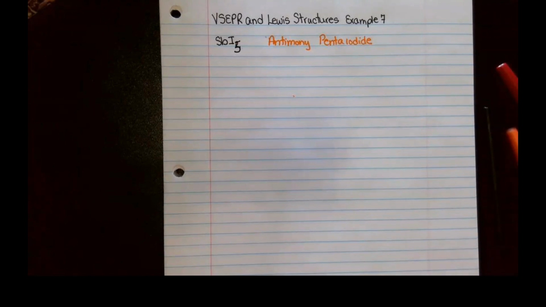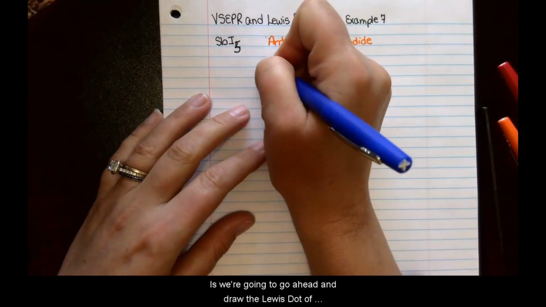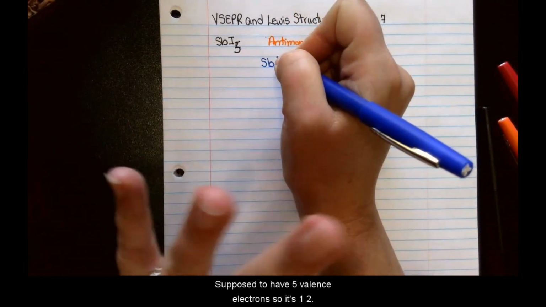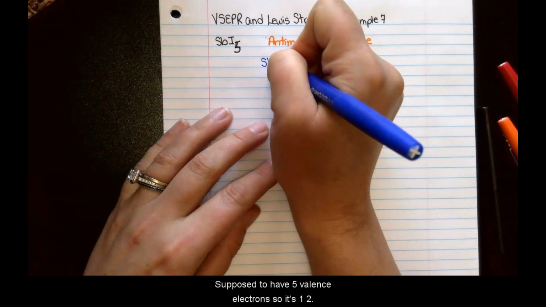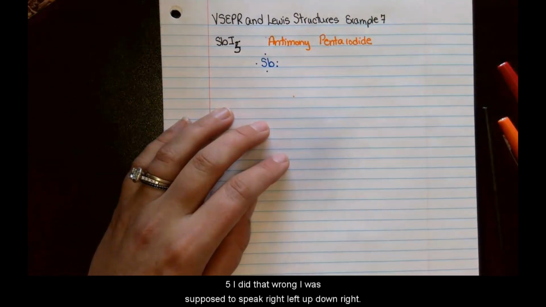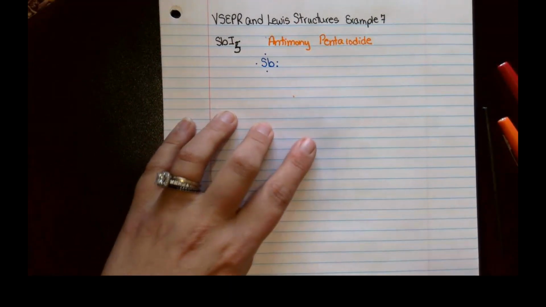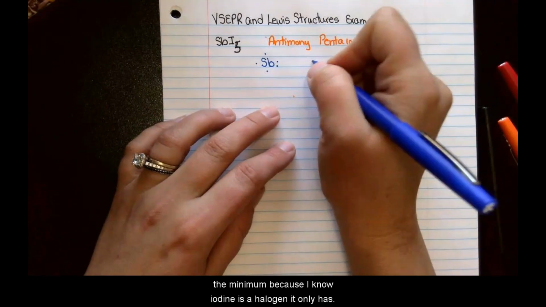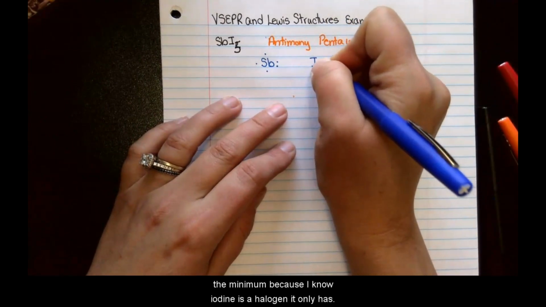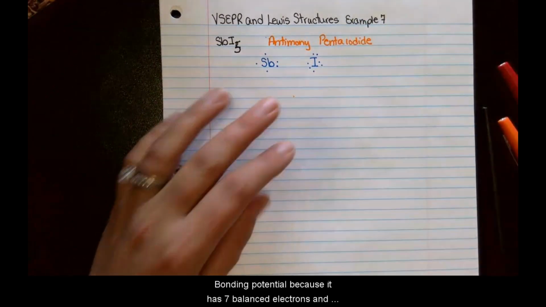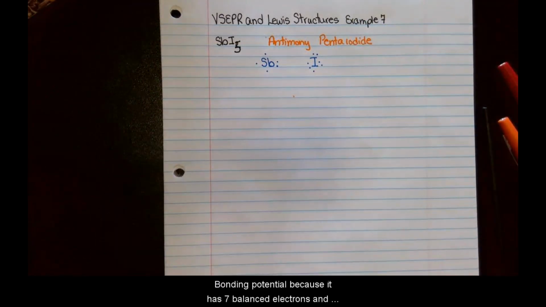So, first thing we're going to do is draw the Lewis dot of antimony, which is Sb, and it's supposed to have 5 valence electrons, so it's 1, 2, 3, 4, 5. I did that wrong. Remember, it's supposed to be right, left, up, down, right. And then because it has 3, that's almost always going to go in the middle, because I know iodine is a halogen. It only has 1 bonding potential because it has 7 valence electrons.